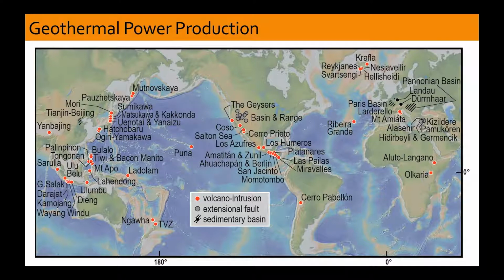The highest grade resources are shown as the red-filled circles, and they are associated with volcanoes or magmatic intrusions. Lower grade resources associated with extensional fault systems are shown as gray-filled circles, and they are found mainly in the basin and range of the western United States and western Turkey. Other geothermal resources occurring in sedimentary basins are represented by the diagonal lines, and these occur in China and Europe.